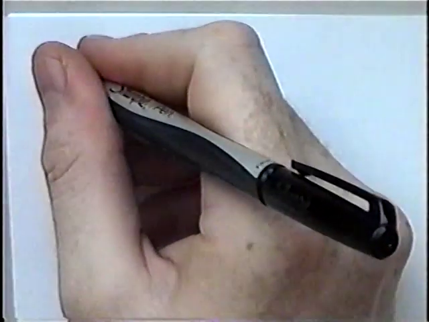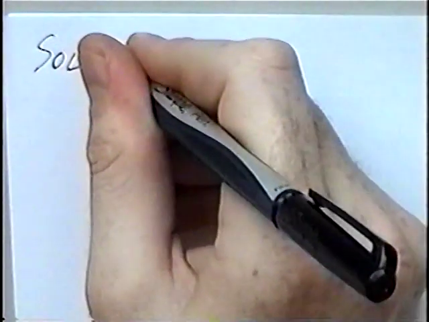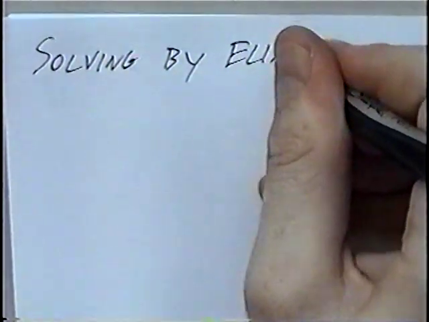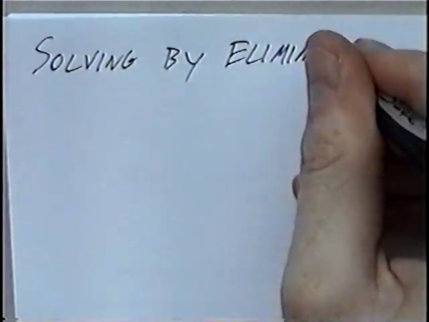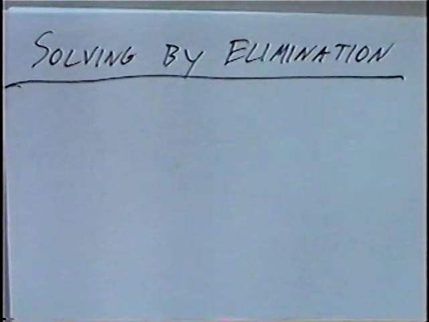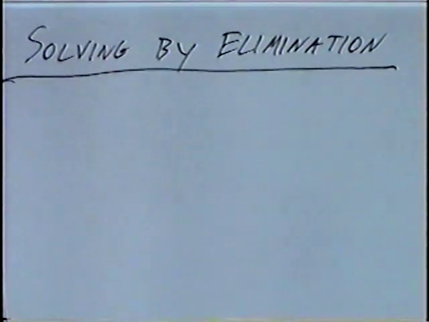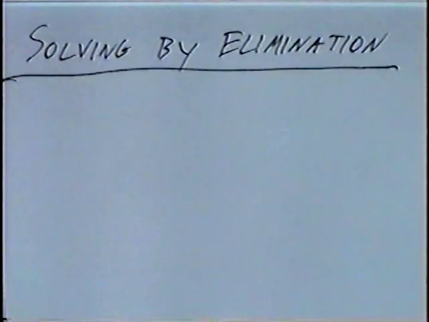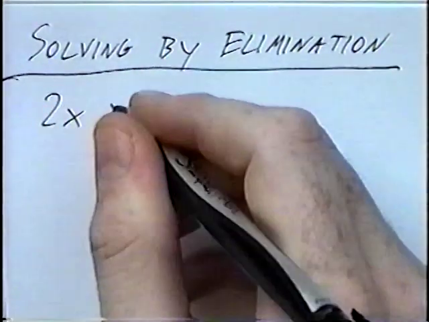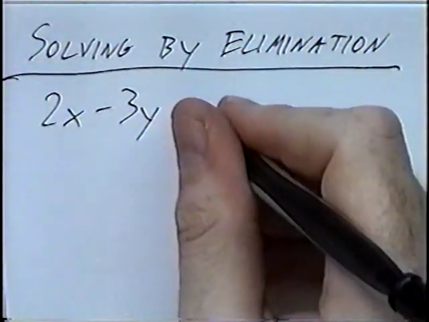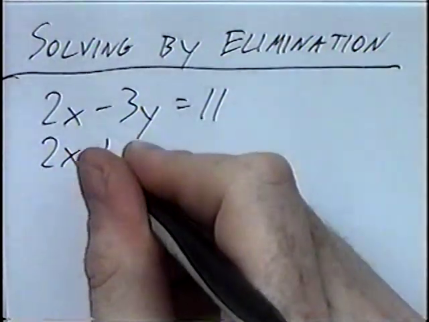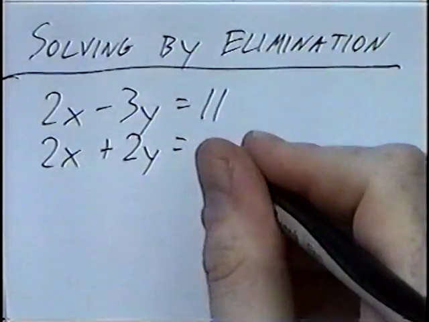Title of the first section today is Solving by Elimination. In this question, we'll solve two equations, but we'll solve using elimination, where we'll cancel a variable out. First equation is 2x minus 3y equals 11. Second equation is 2x plus 2y equals 6.